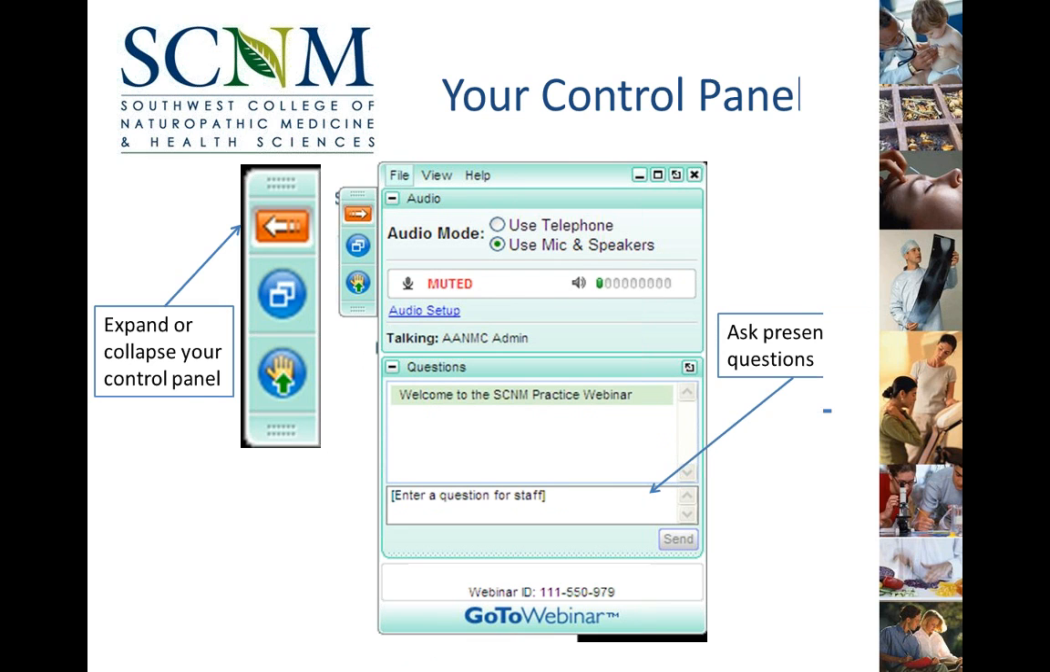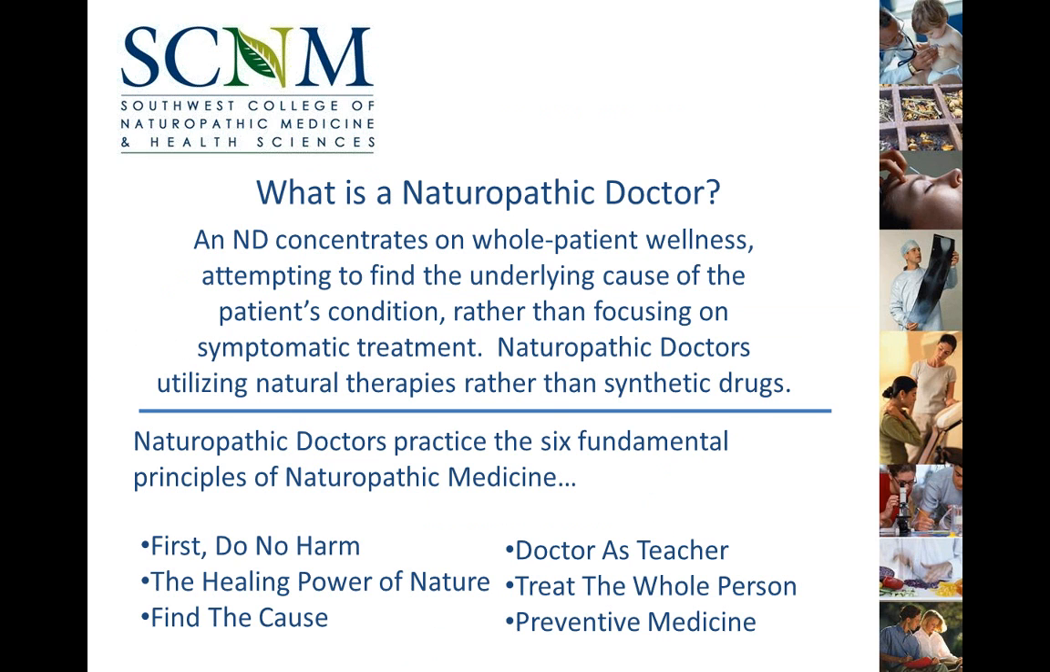Before we begin, let me give you a brief introduction to naturopathic medicine. Many of you know that NDs concentrate on whole patient wellness, attempting to find the underlying causes of a patient's conditions rather than focusing on the symptomatic treatment. And typically, naturopathic doctors use natural therapies rather than synthetic drugs. And this is especially important as you'll hear from Dr. Purcell in just a little bit about dealing with weight loss.